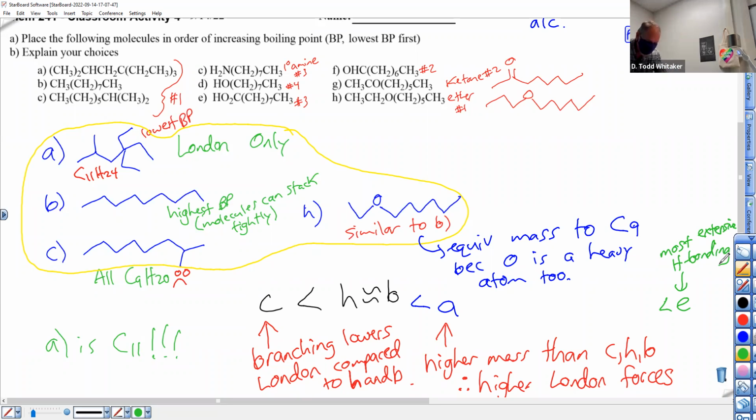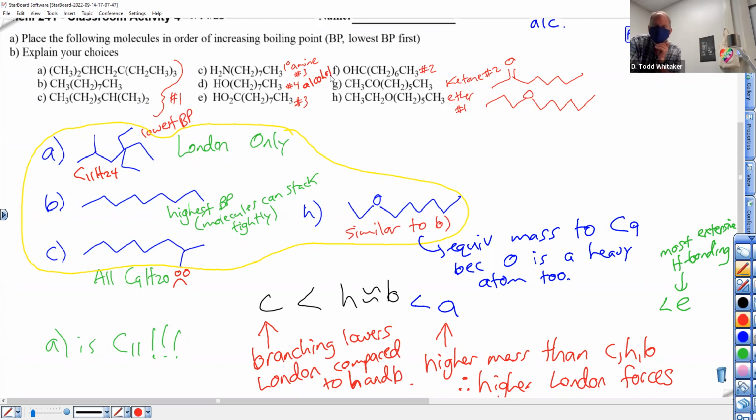There's another 2 that have hydrogen bonding. There's C and D. Okay? C and D. What functional group is C? Yeah, it's a primary amine. And D is an alcohol. I didn't write that. Alcohol.